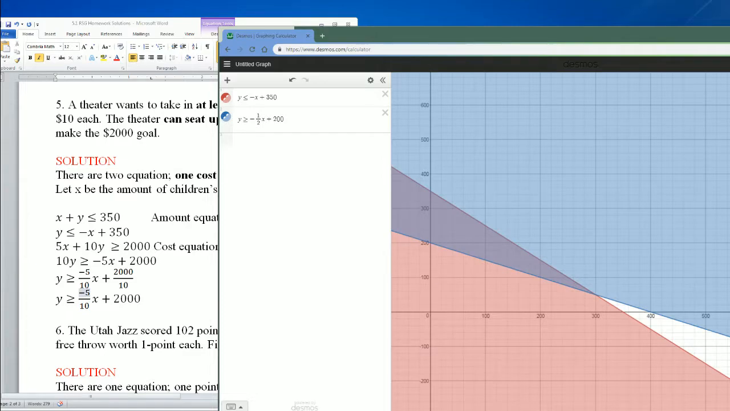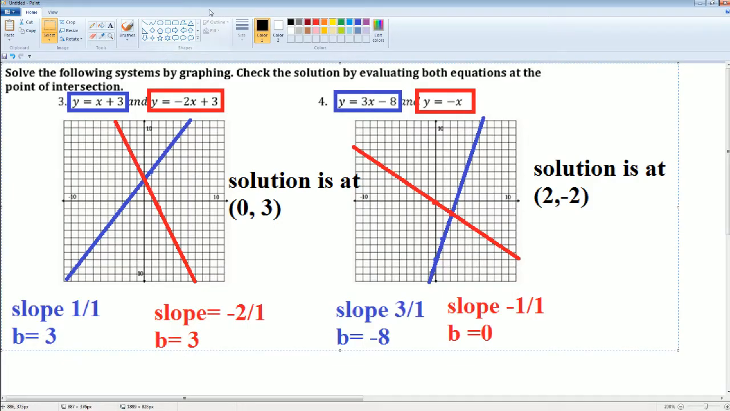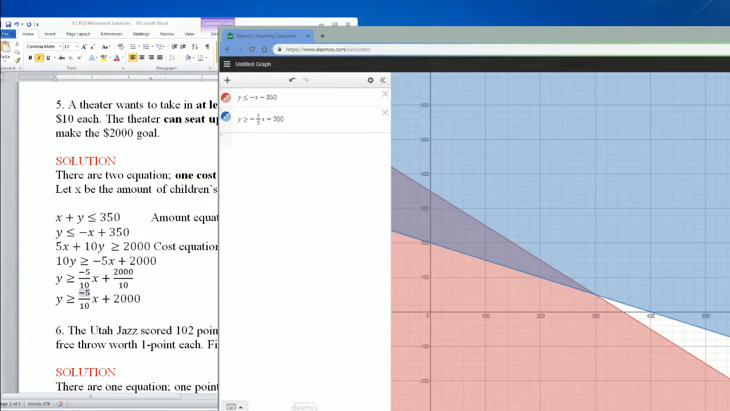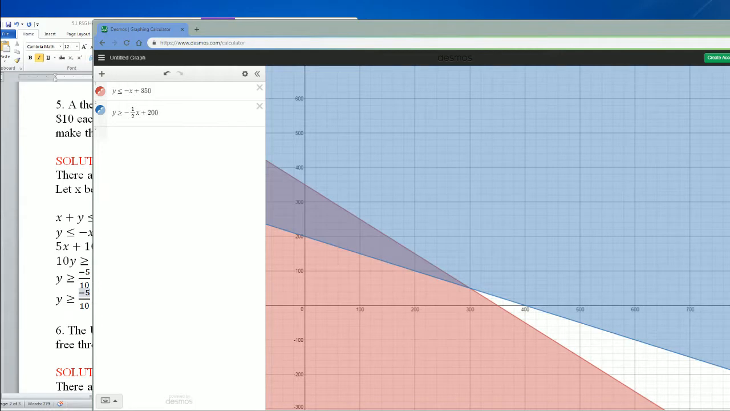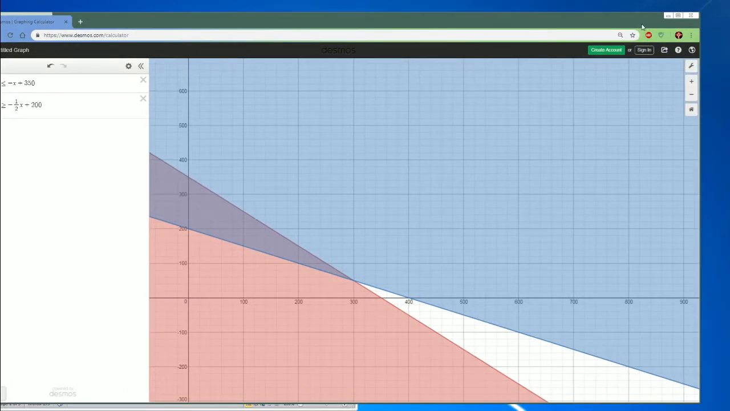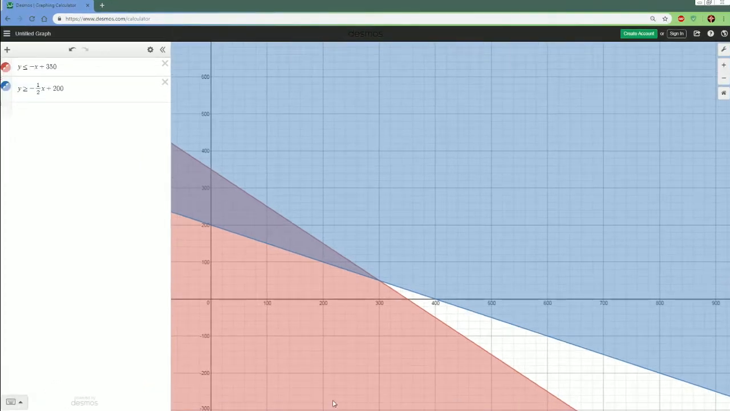So what you can do here is, let me grab the image for you, okay? And we could talk about the graph really quick. Give me a second here.